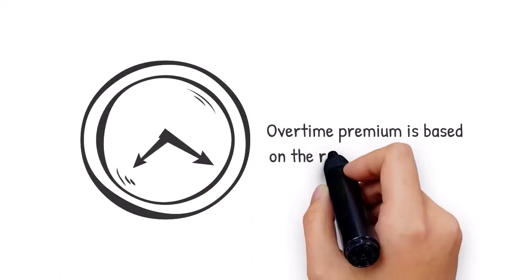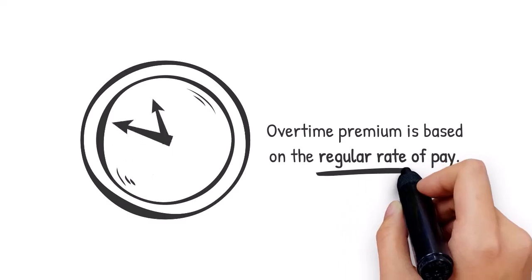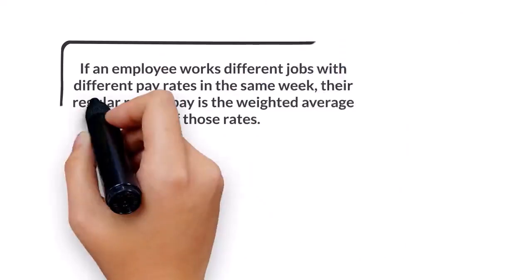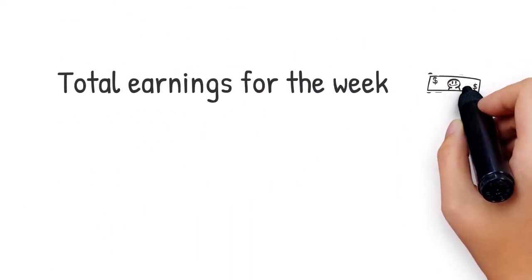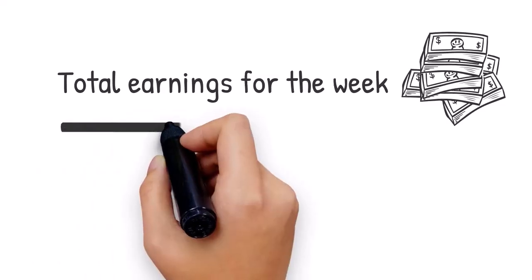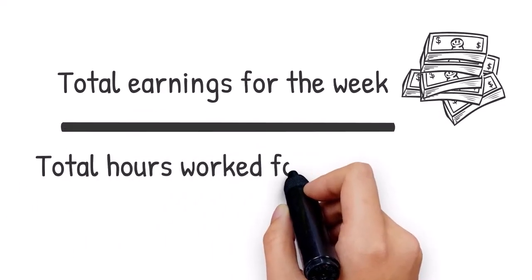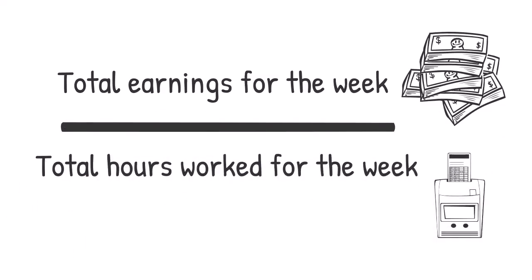In this situation, the overtime premium rate is based on the regular rate of pay. According to federal law, if an employee works different jobs with different pay rates in the same week, their regular rate of pay is the weighted average of those rates. The weighted average is calculated by taking the employee's total earnings for the week and dividing that by the total hours worked at all jobs for the week.